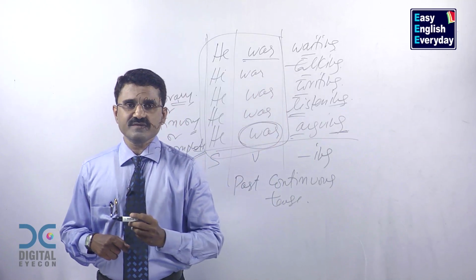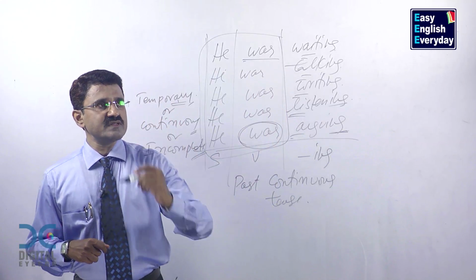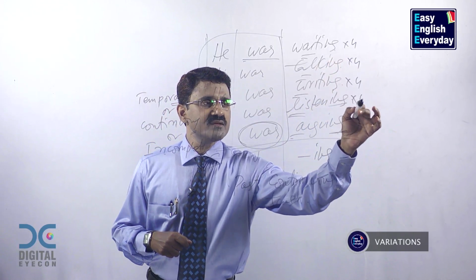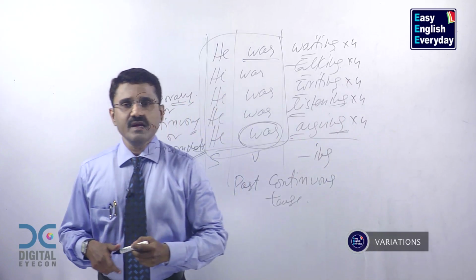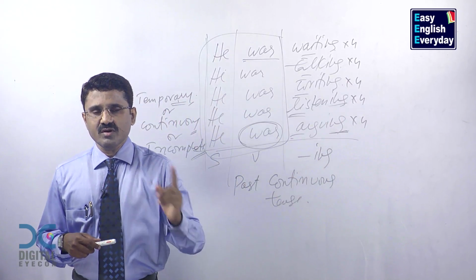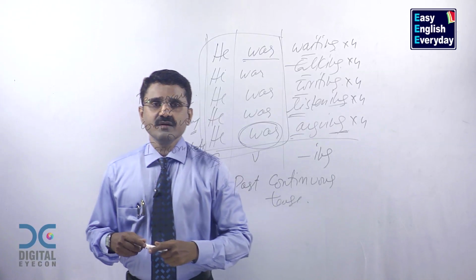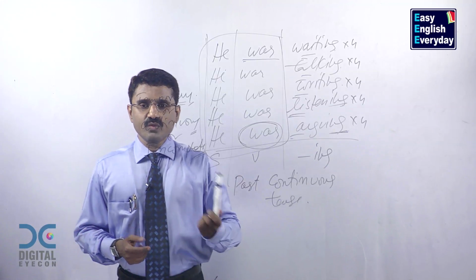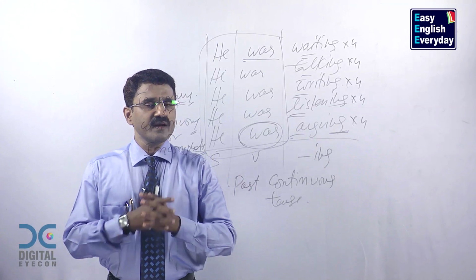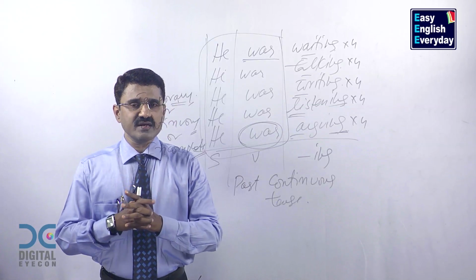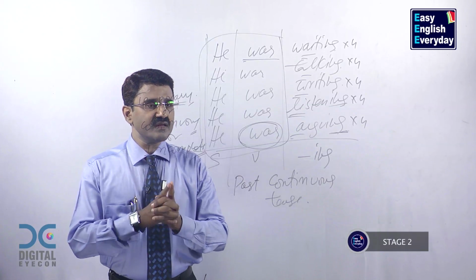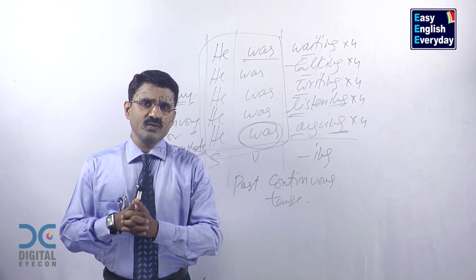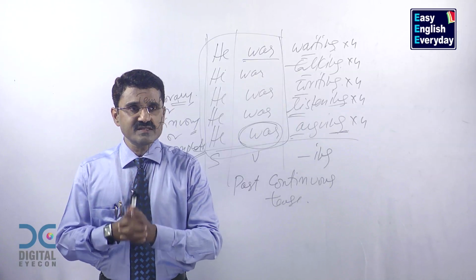After making large number of sentences like this, go to the next stage and make 4 forms with each example. Like this. He was waiting. He was not waiting. Was he waiting? Wasn't he waiting? He was talking. He was not talking. Was he talking? Wasn't he talking? He was writing. He was not writing. Was he writing? Wasn't he writing? He was listening to me. He was not listening to me. Was he listening to me? Wasn't he listening to me?